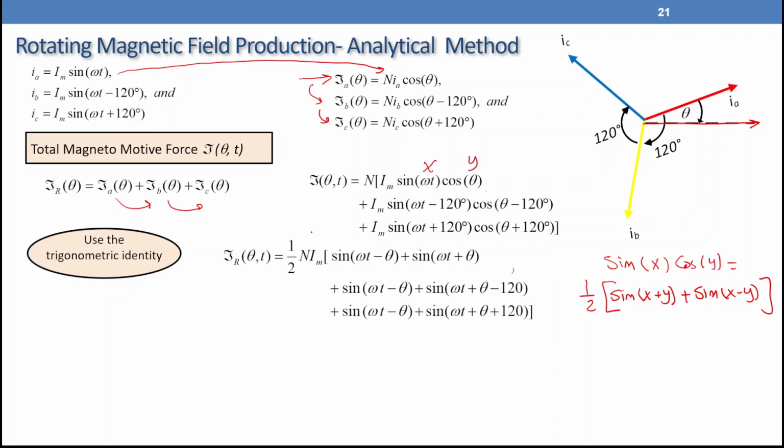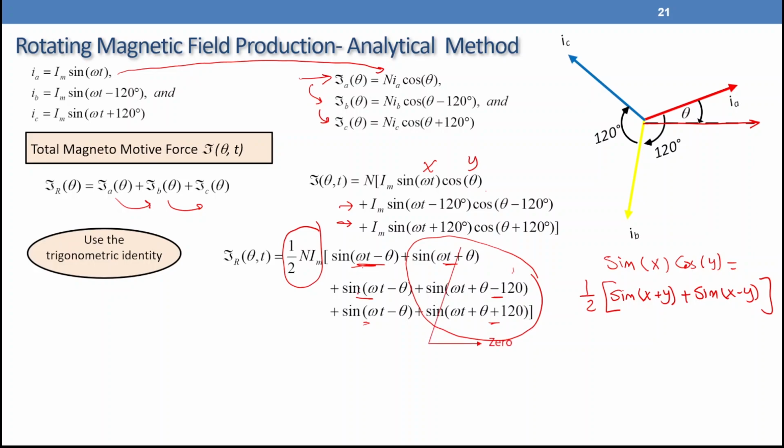to half N I maximum, and that one is a common factor, sine omega t minus theta plus sine omega t plus theta. And for the second part here, we have sine omega t minus theta, sine omega t plus theta minus 120. And for the third part here, sine omega t minus theta, sine omega t plus theta plus 120. Well, I need from you now to look for these expressions. We add them together, they are balanced, so that one ends up by 0.